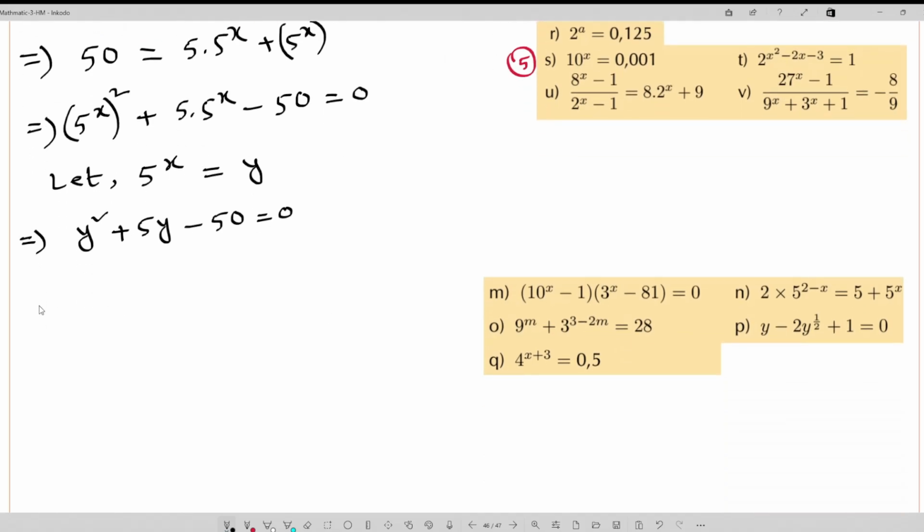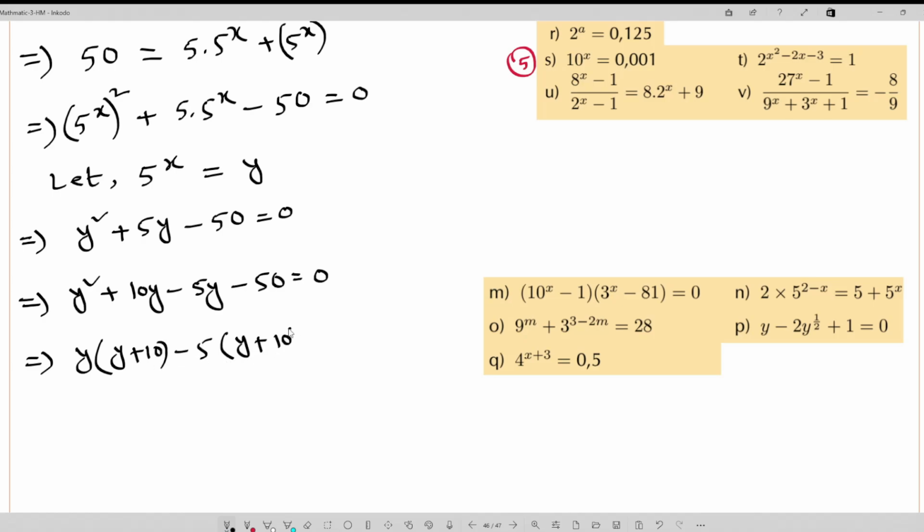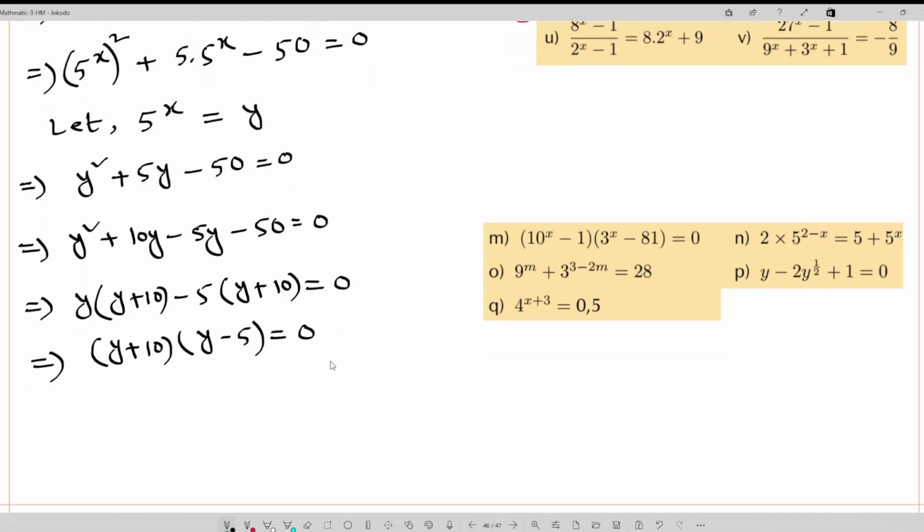So this equation we will factorize. We can use the middle term factor. So y square plus, 5 tens are 50, so we can write 10y minus 5y, and here is minus 50 equals 0. So we can take y common, and 5 common. y plus 10 minus 5 times y plus 10 equals 0. So here is y plus 10 and y minus 5 equals 0.